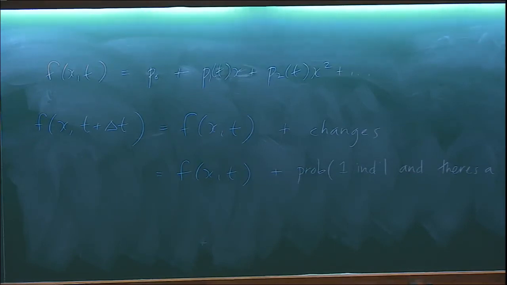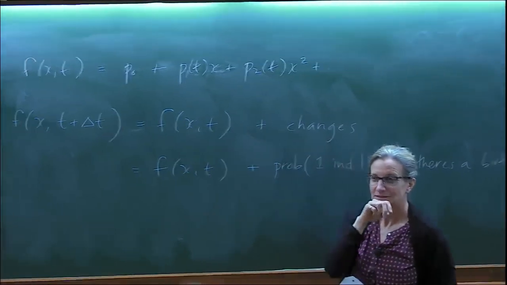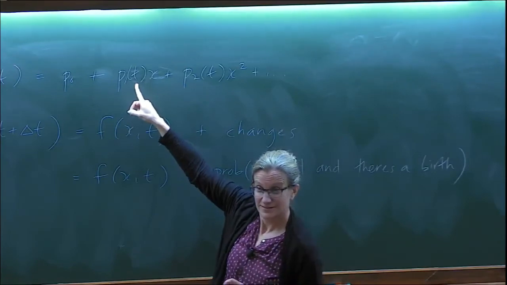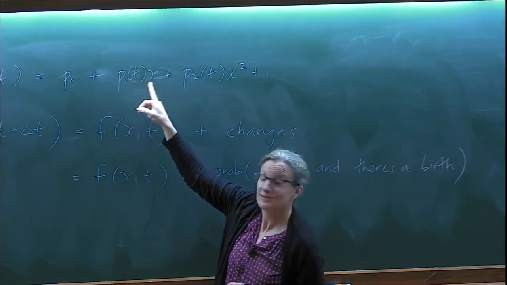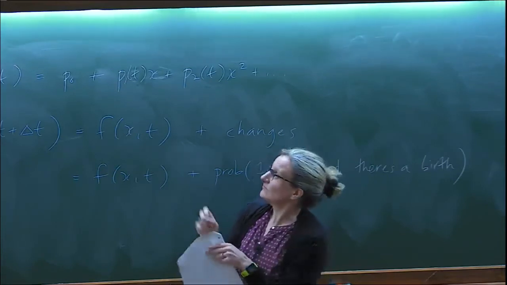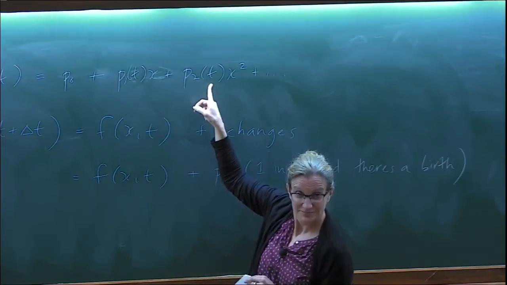These long blackboards are wonderful. Okay, probability there's one individual and there's a birth. If this happens, which of these coefficients would change? P1 would change, going up or going down? Going down. And who else is changing? P2, exactly. If there's one individual and there's a birth, then there's a little bit less probability here and a little bit more probability here. Yeah?